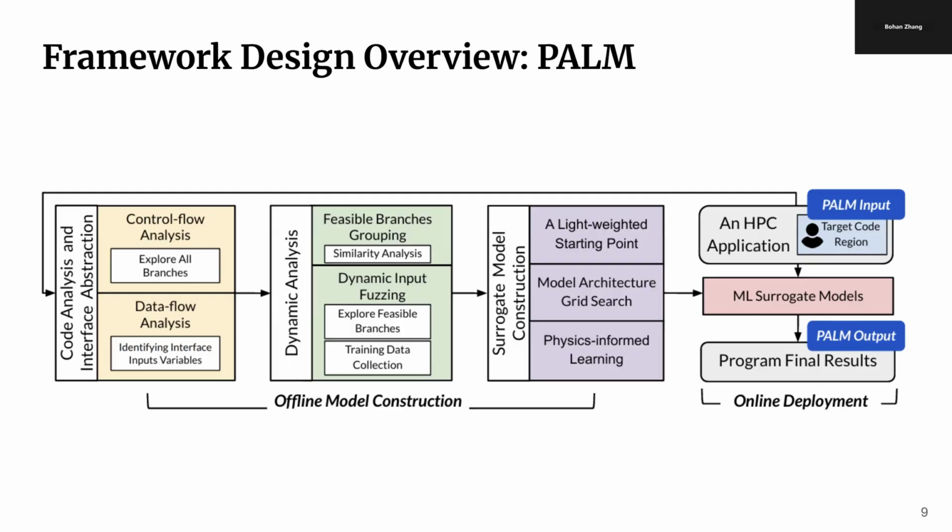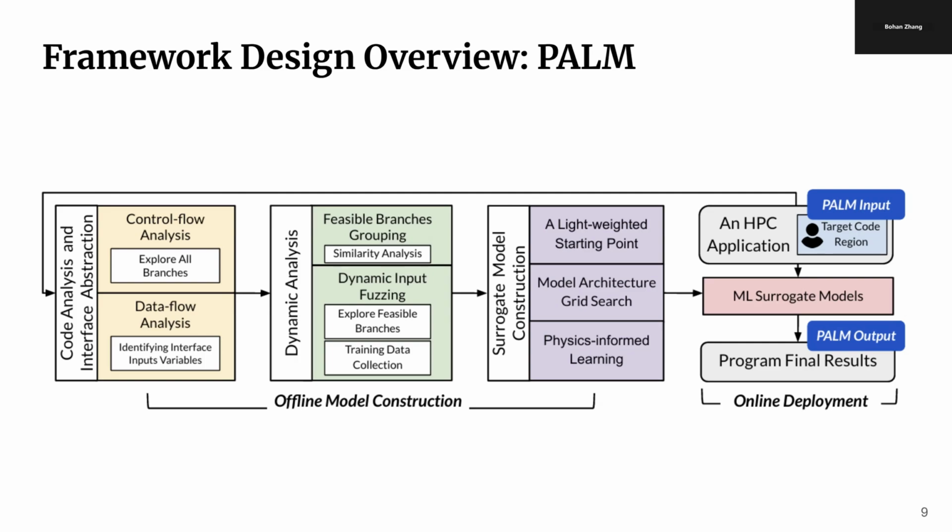Next is dynamic analysis. Input fuzzing actually runs the program. This tells us which branches are reachable in practice at runtime, and collects the input-output training pairs for each branch. Then we group the similar branches, and for each group build one surrogate model, using architecture grid search to pick the network and physics-informed learning to enforce those correctness constraints.